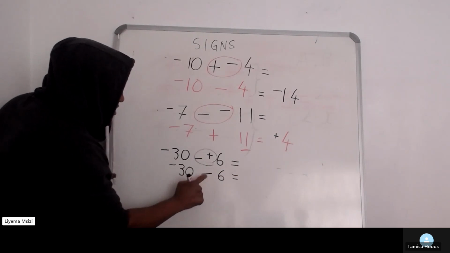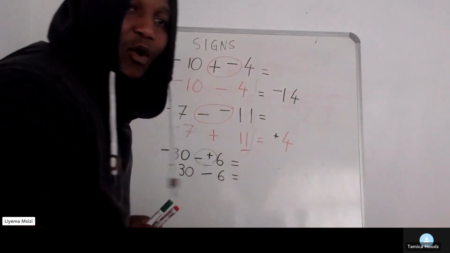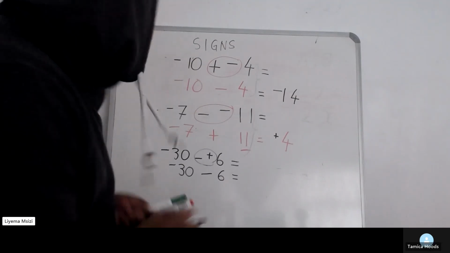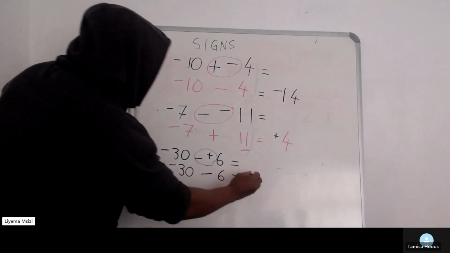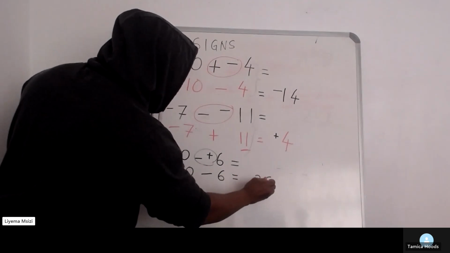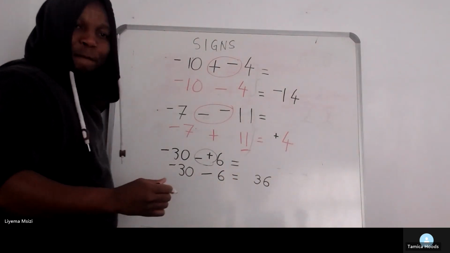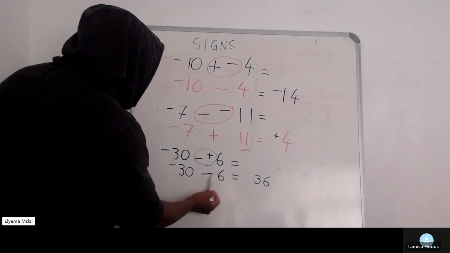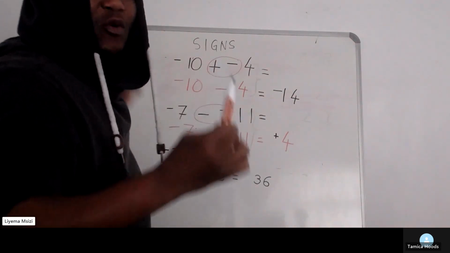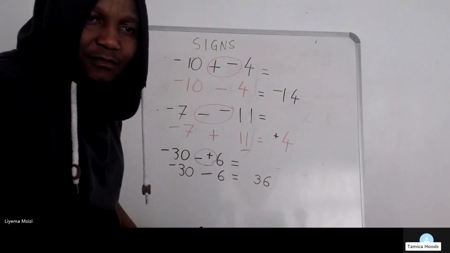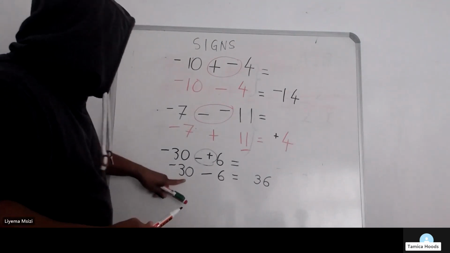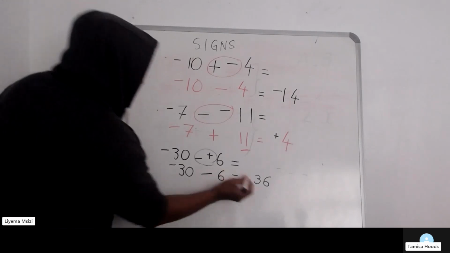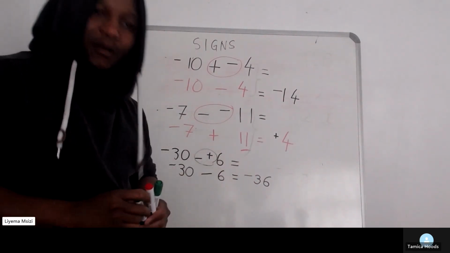The next thing, these two signs, they are the same. When they're the same, what do I have to do? I have to add. 30 plus 6 equals 36. I'm going to write my 36. And then I'm going to look where my bigger number is. We're going to look for the sign of the bigger number, the sign on the left, which is going to be negative. Okay.